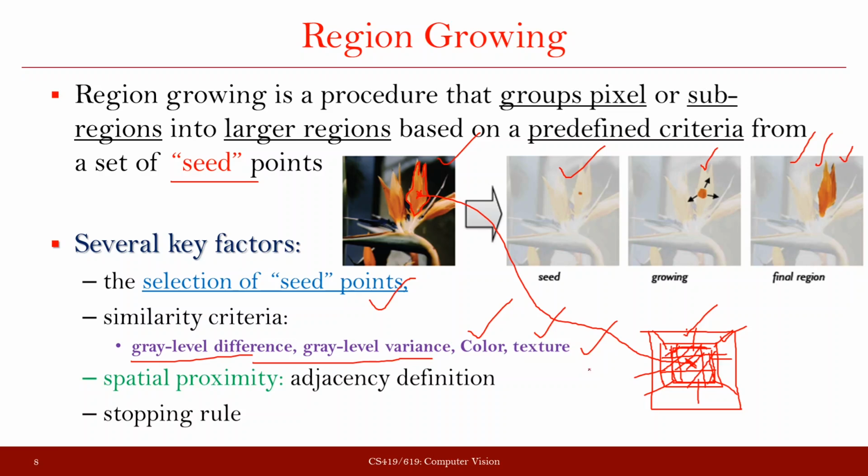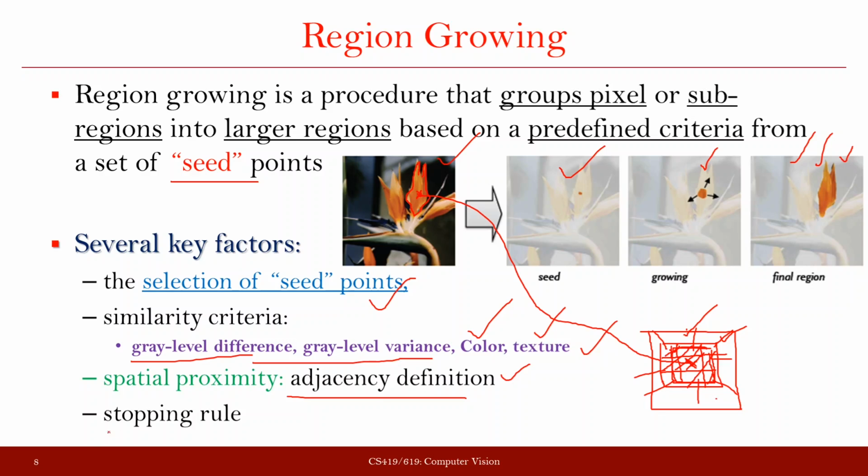Again, spatial proximity: when we are saying that we are going to analyze the neighbors, how we are going to compute the adjacency, which neighbors are going to be called adjacent and which are not adjacent. Based on that, the region will grow. What we mean by adjacency and how we compute it, we have already discussed in one of the classes. So I hope you remember that.